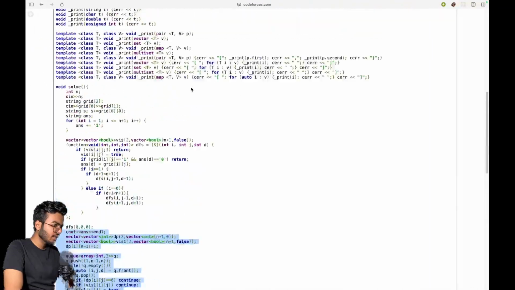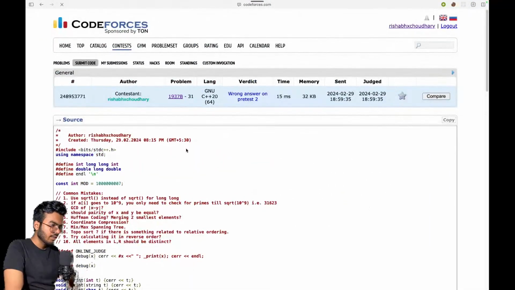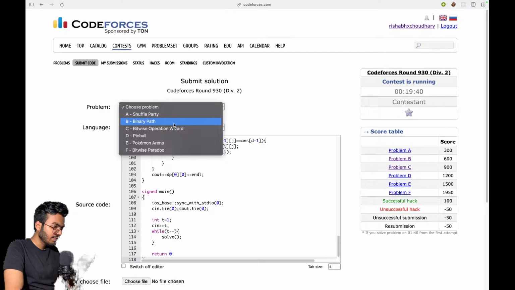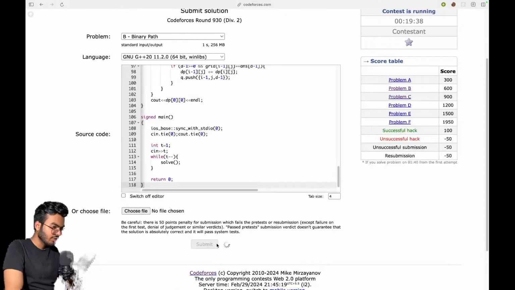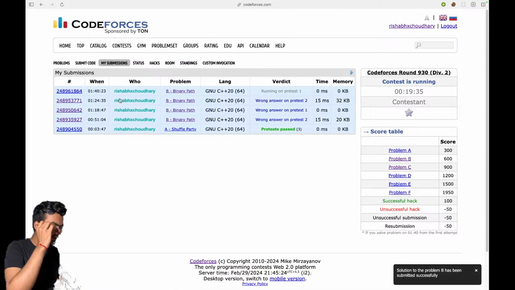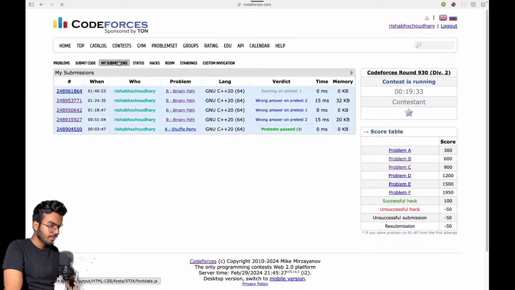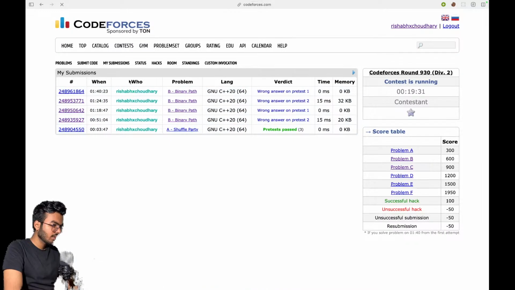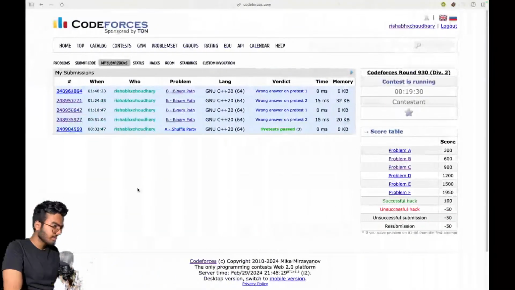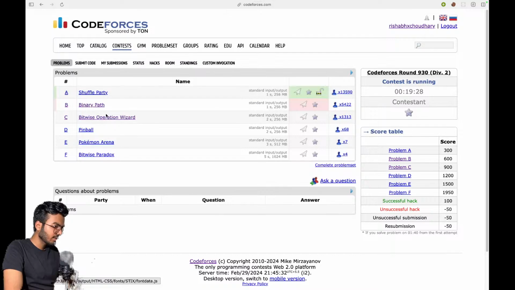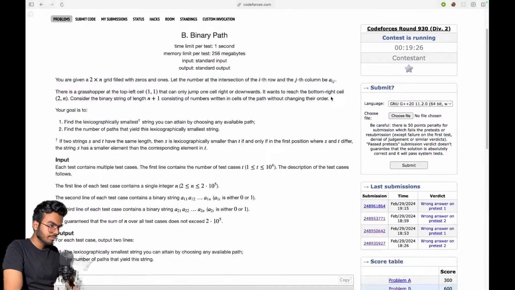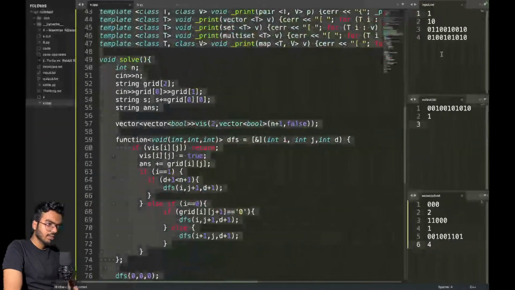I was only not calculating the path correctly, and I wasted so much time that I did not even read the third problem. What? Okay, I'm getting a wrong answer on this problem. Let's copy this.